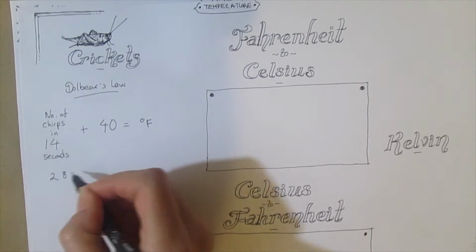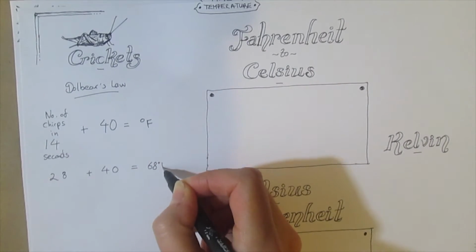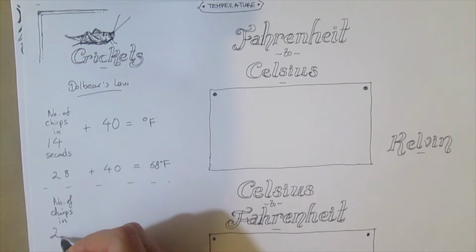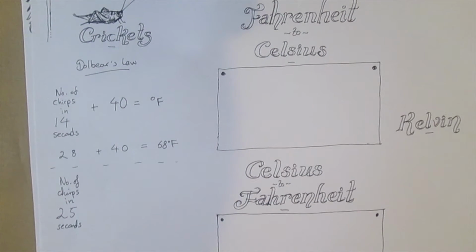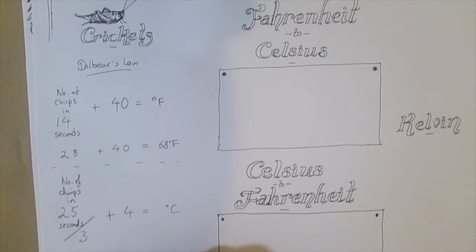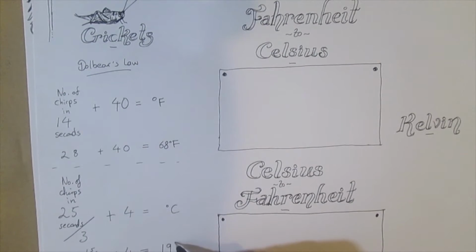For example, 28 chirps in 14 seconds plus 40 means it's 68 degrees Fahrenheit. The number of chirps in 25 seconds divided by 3 plus 4 gives you your temperature in Celsius. Example: 45 chirps in 25 seconds divided by 3 is 15, plus 4 means it's 19 degrees Celsius outside.